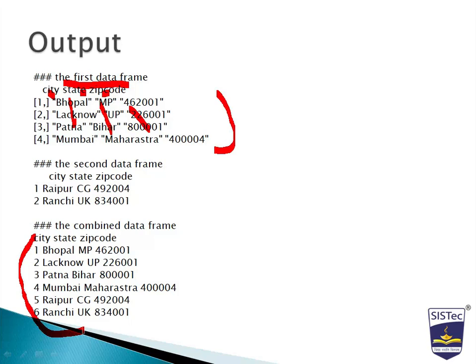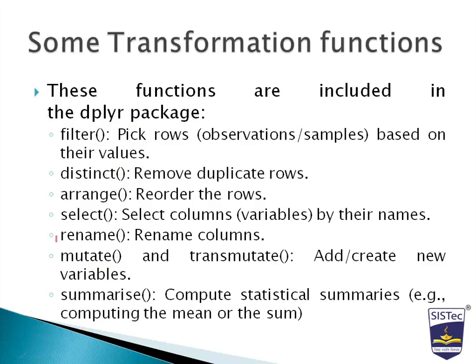So basically rbind appends the second data frame to the first data frame. Here we have four values, and here we have two values, and after merging we have a total of six values.